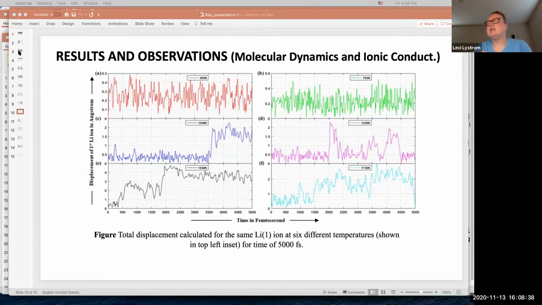So is the non-sticking, like if you looked at 1500, it does one jump, it stays there for 1500 femtoseconds, and then at 2000 femtoseconds, it jumps again, and it stays in that position for 3000 femtoseconds.